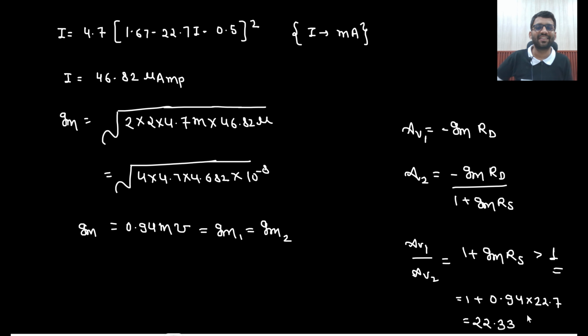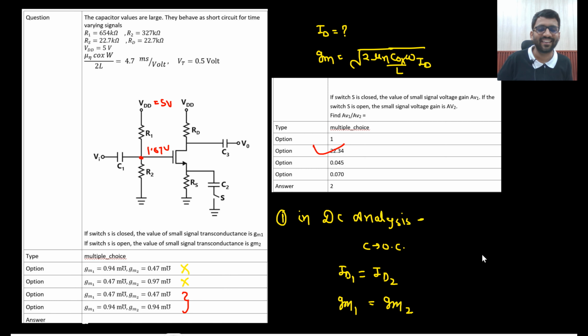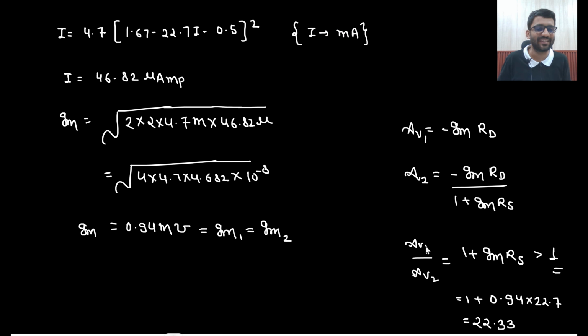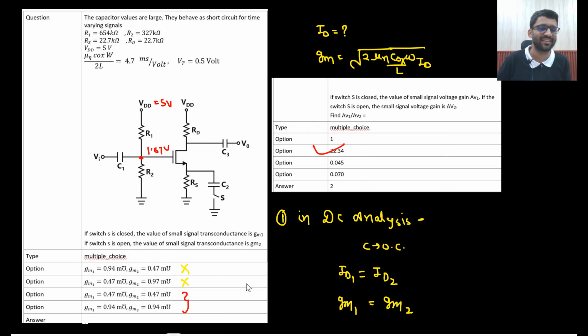I will tell you one interesting thing. What you could have done here is that you could know that this would be the answer. You wouldn't solve this problem. First you know that this is the answer. From here you could find the value of GM, because you know 1 plus GMRS would be equal to 22.3. From here you could have found the value of GM and taken this option. This is what you would have done, right?